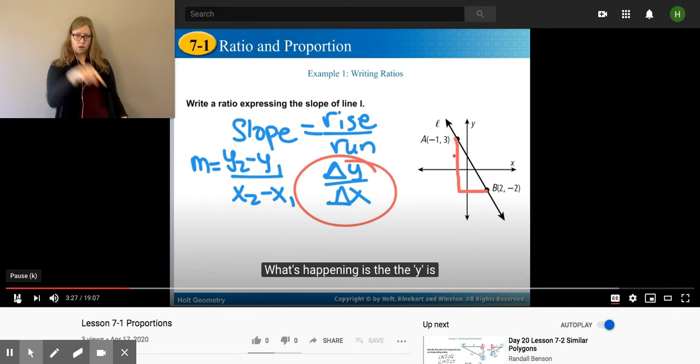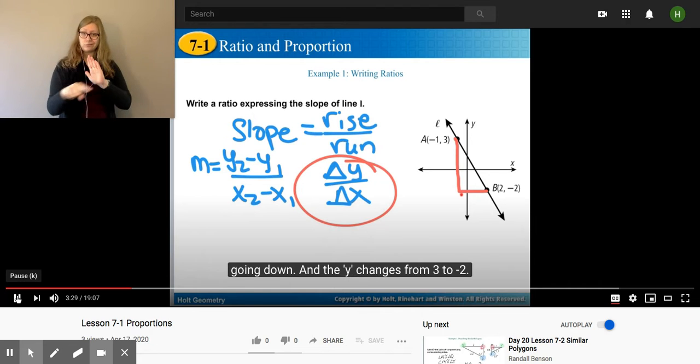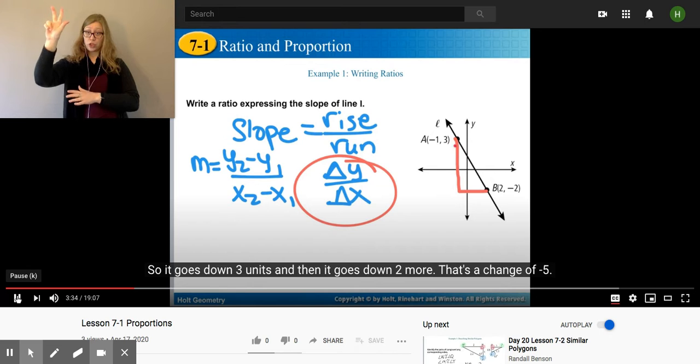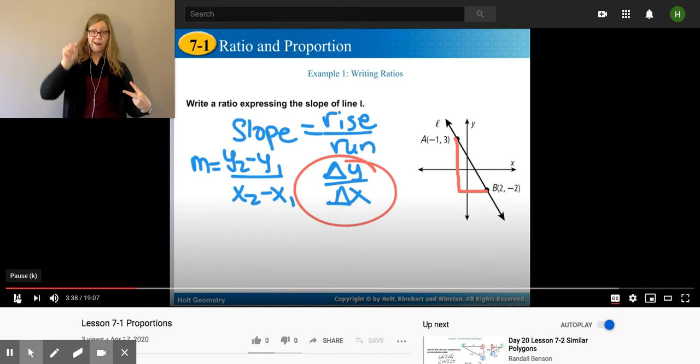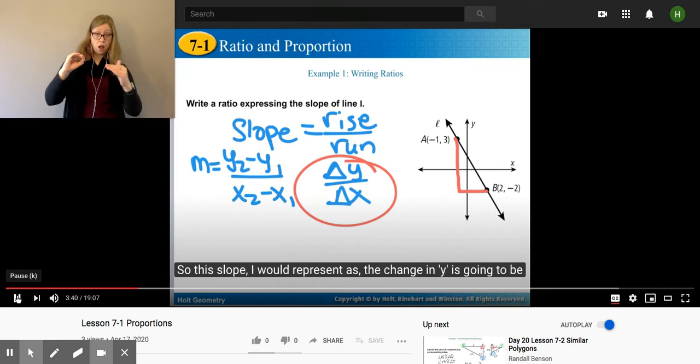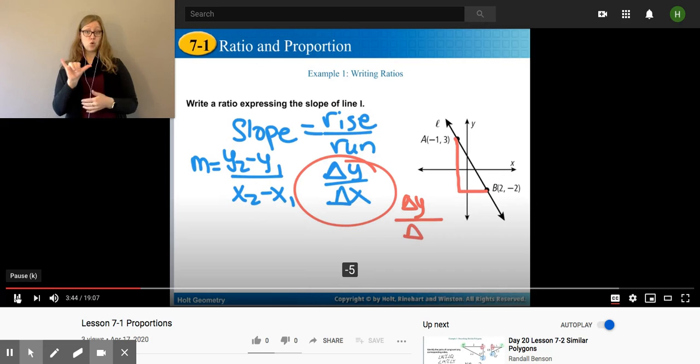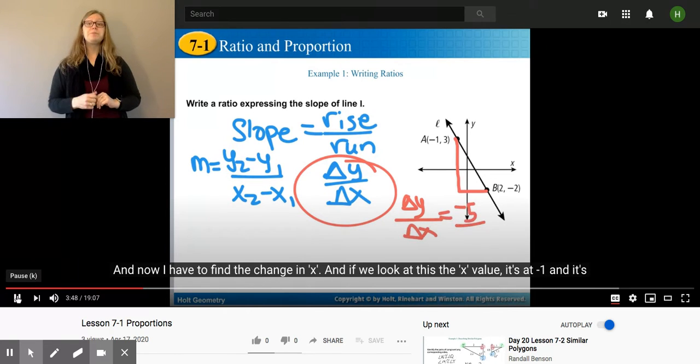What's happening is the y is going down, and the y changes from 3 to -2. So it goes down 3 units, and then it goes down 2 more. That's a change of -5. So this slope I would represent as the change in y is going to be -5. And now I have to find the change in x.